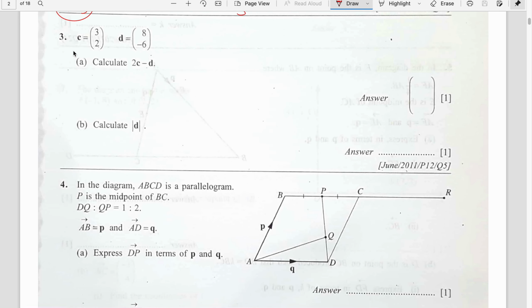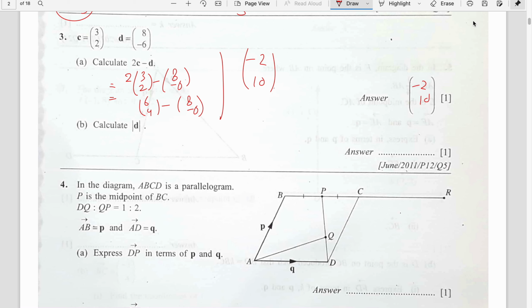Next question, number 3. C is given, D is given, calculate this. So just plug in 3, (2, -8) minus (-8, -6)... 3 times 2 is 6, 2 times 3 is 6, 2 times... 6 minus 8 is minus 2, minus minus is plus, 4 plus 6 is 10. So (-2, 10). Calculate the magnitude of D. So square root of 8 squared plus (-6) squared is 64 plus 36, square root of 100 is 10.